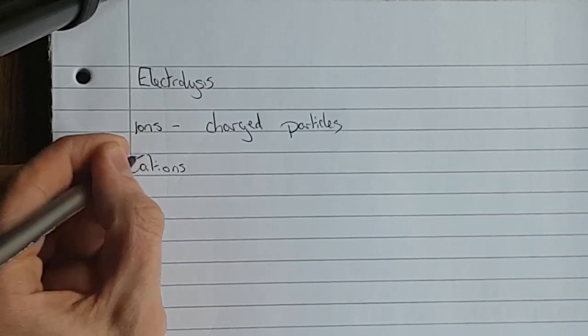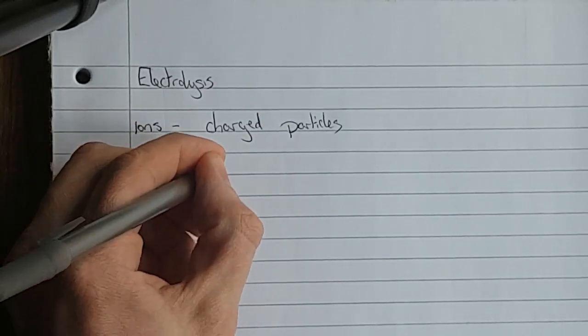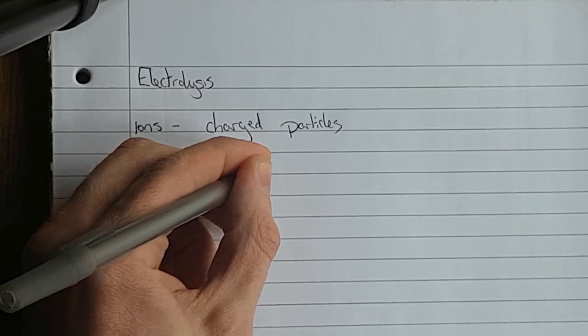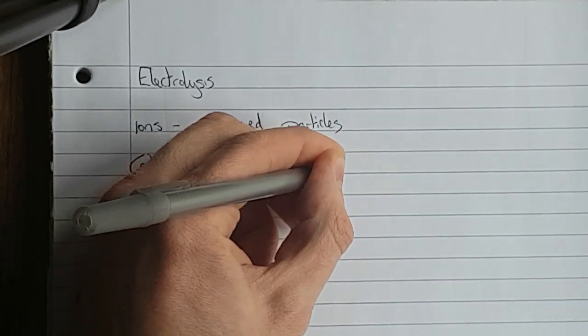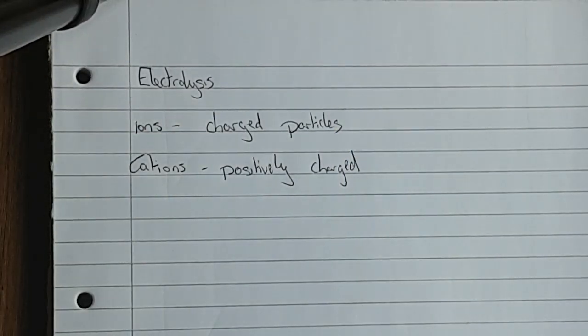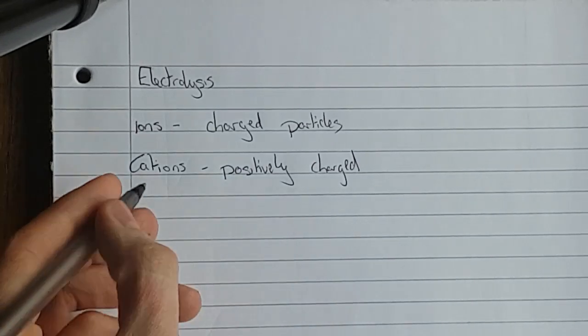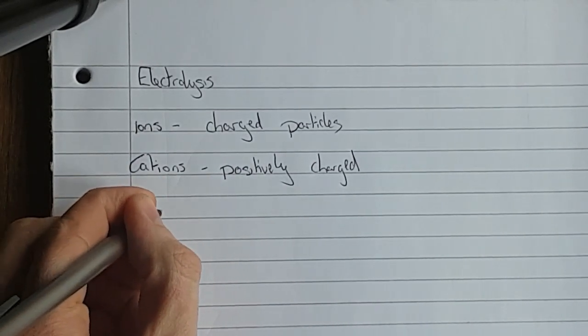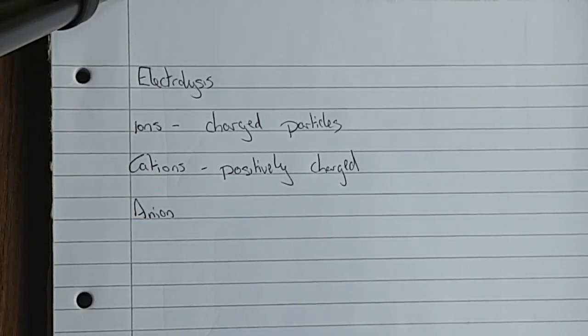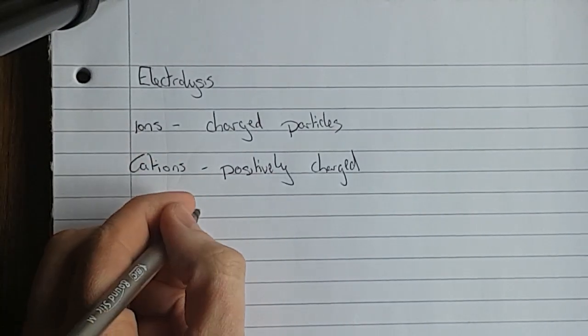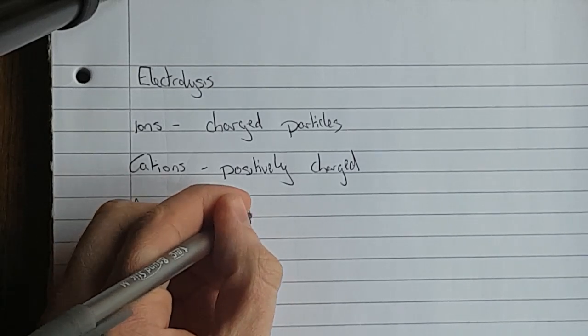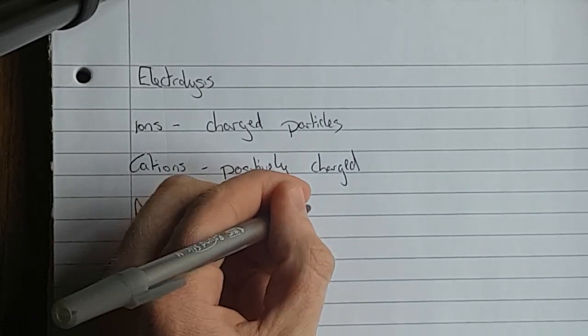And the way that I remember that is, I've got a cat, Saria, she makes me happy. They are positively charged particles. So cats make me happy, cations must be positively charged. And the other one is an anion. An anion sounds a little bit like an onion. Onions make you cry, therefore an anion must be a negatively charged particle.